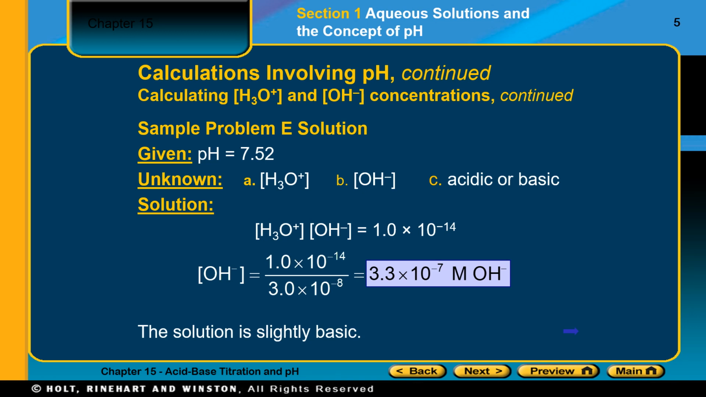And we have to determine if this was acidic or basic. If we look at the hydroxide ion concentration, it is a little bit greater than our hydronium ion concentration. So that means that it's going to be basic. Or another way of looking at it, our answer for the hydroxide ion is 3.3 times 10 to the negative 7. If it had been 1, it would have been neutral, but we're a little bit greater than that, so we're on the basic side of the pH scale.